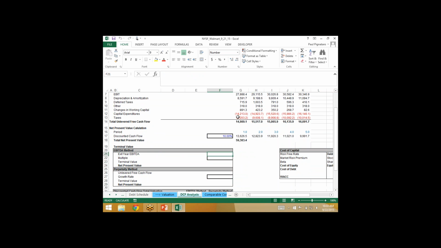Let's take the final year EBITDA, which is most common. I'm going to take the final year EBITDA by taking EBIT plus depreciation, and applying a multiple. So the question is, where can you get that multiple?